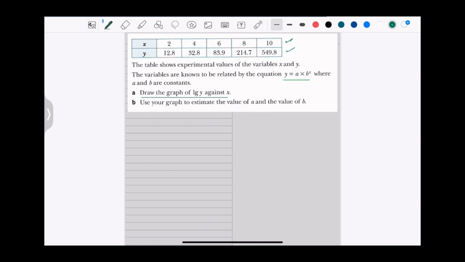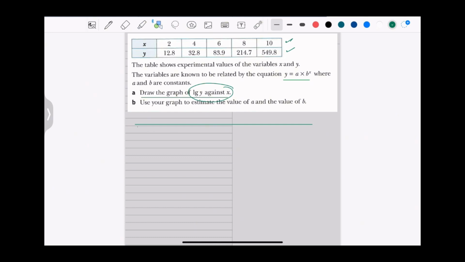So the first step: I need to make a straight line, so I need to have a linear equation. So I need to plot LGY against x. I am not supposed to draw x and y, but I have to draw LGY against x.